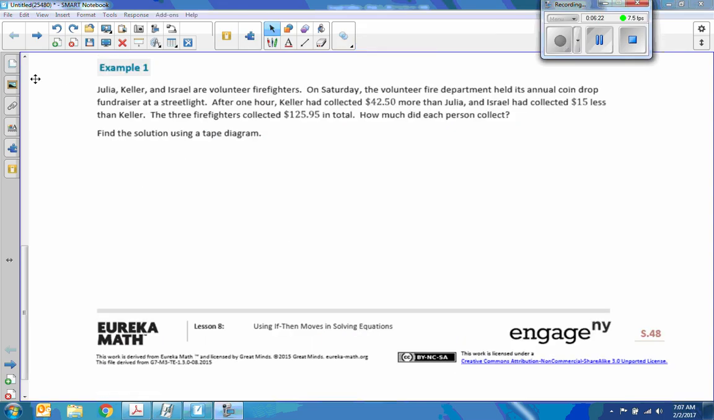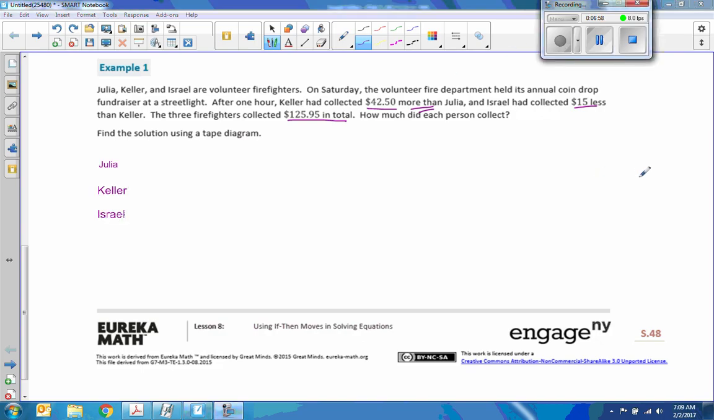Okay, here's example 1. Julia, Keller, and Israel are volunteer firefighters. On Saturday, the volunteer fire department held its annual coin drop fundraiser at a streetlight. After 1 hour, Keller had collected $42.50 more than Julia, and Israel had collected $15 less than Keller. The 3 firefighters collected $125.95 in total. How much did each person collect? Find the solution using a tape diagram.